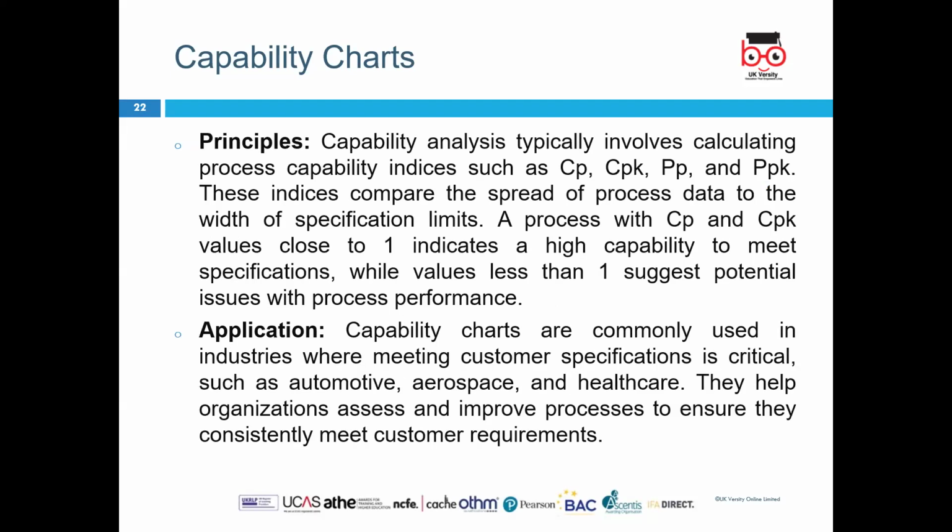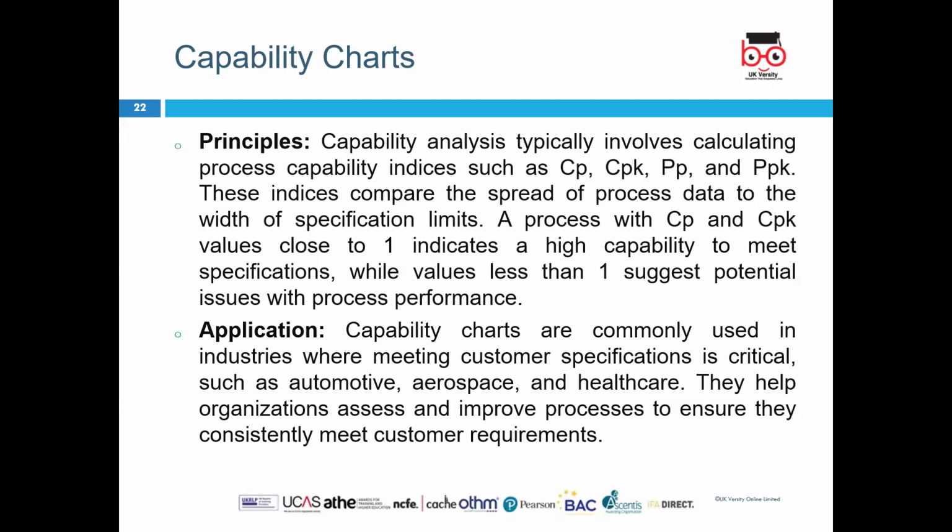Now moving into the principles. Capability analysis is based on the principle of calculating indices such as CP, CPK, PP, and PPK. These compare the spread of process data to the width of specification limits. A process with CP and CPK values close to 1 indicates a high capability to meet specifications, while values less than 1 suggest potential issues with process performance.